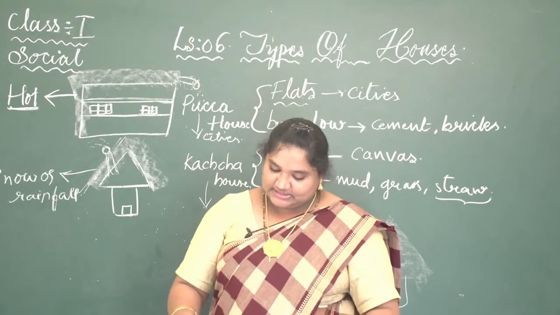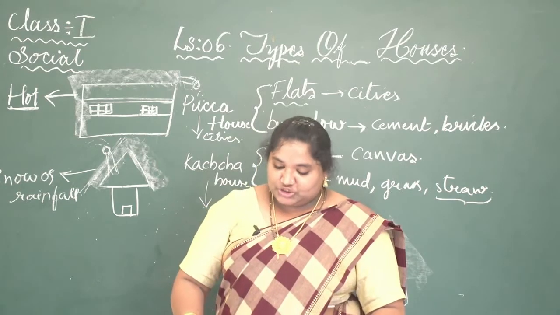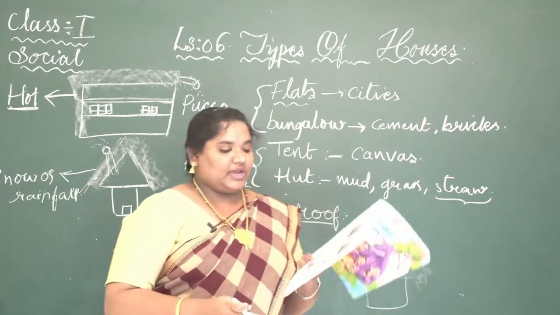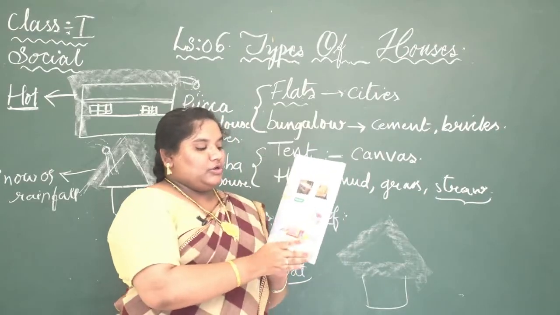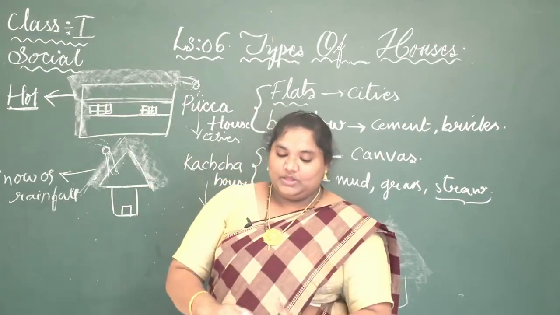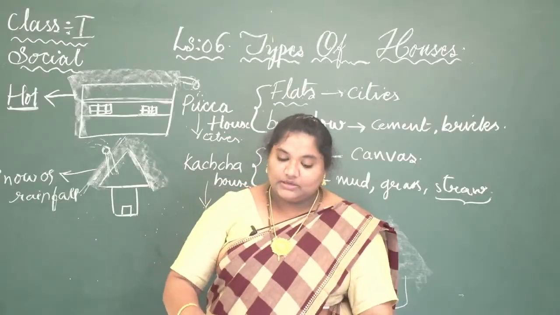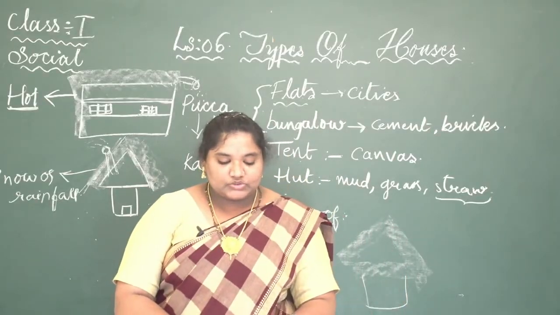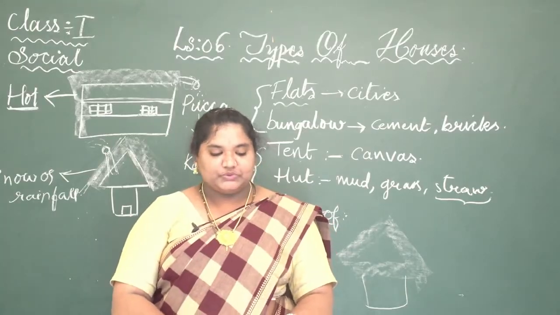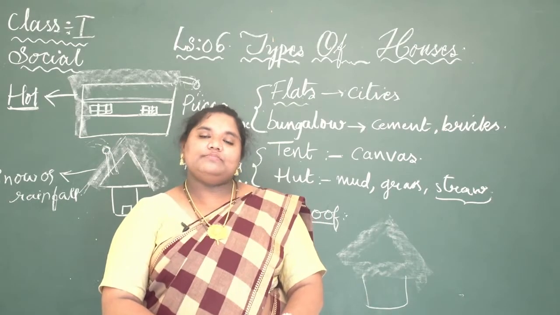And then next you have the pictures of different houses. You can write the names of the houses, and you also have the colors of it. Then on the next page, when you turn around, you see different types of houses. Name them, name the houses.